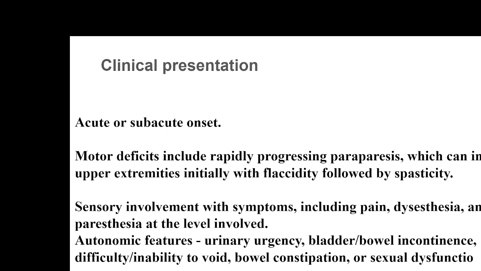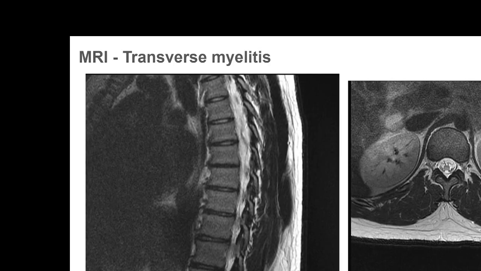Sensory involvement occurs with pain, dysesthesia, and paresthesia at the level involved. It may start at one level, very often the thoracic level, then either ascend up or descend down. Autonomic features like urinary urgency, bladder or bowel incontinence, constipation, and sexual dysfunction could also be present. Transverse myelitis is diagnosed by MRI scan.